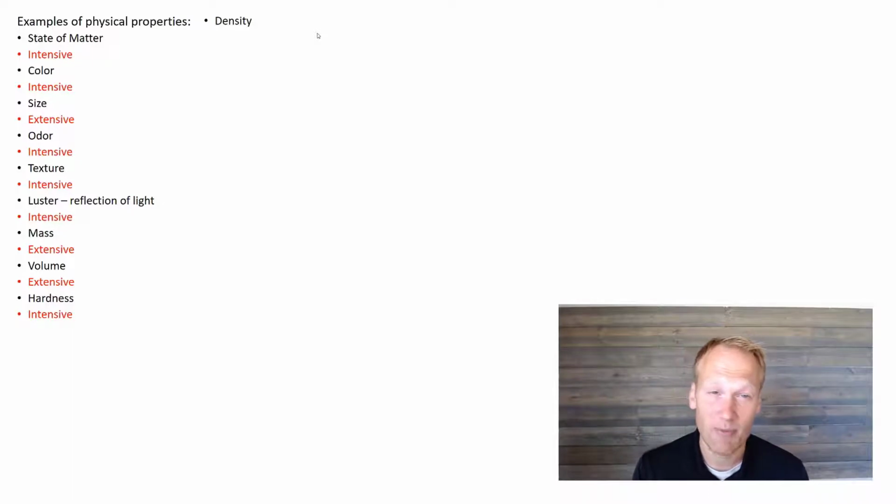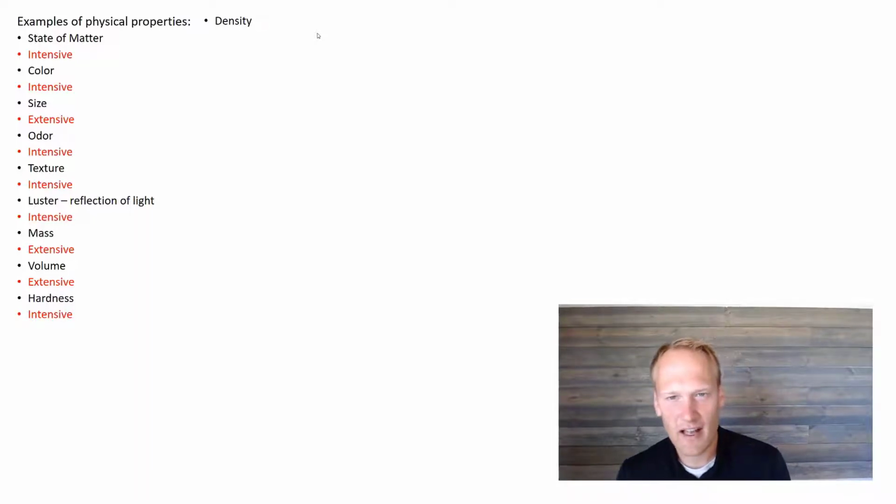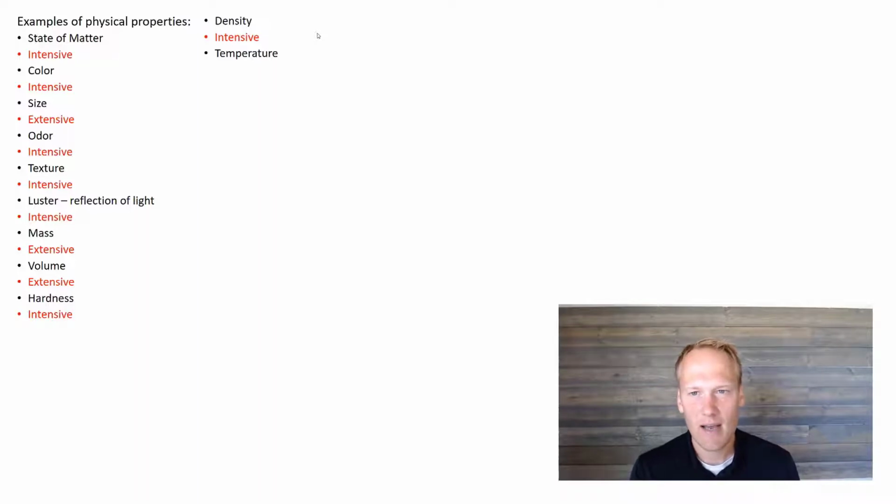Density is an intensive property. The density of water is 1. If I have 1 milliliter of water, the density is 1. If I have 100 gallons of water, the density is 1. Okay, so that's intensive.